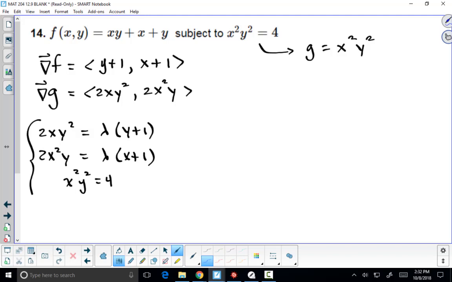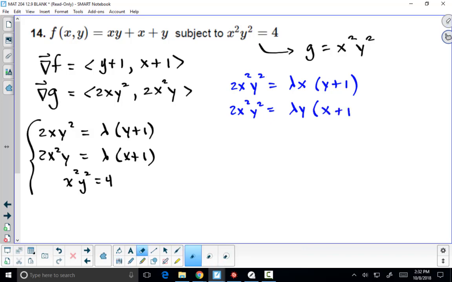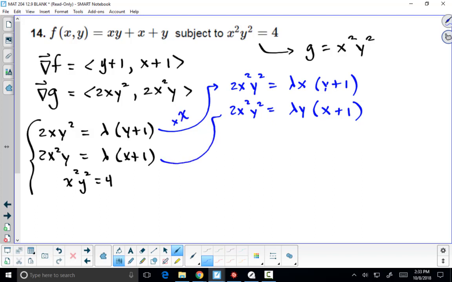Multiply by x. Done. So the top equation will become 2x squared y squared equals lambda x times y plus 1. The second equation multiplied by y gives us 2x squared y squared equals lambda y times x plus 1. So we get that. Make sure that's a y. This is getting close. They're looking similar. So all we did was multiply that one by x. This one we multiplied by y.